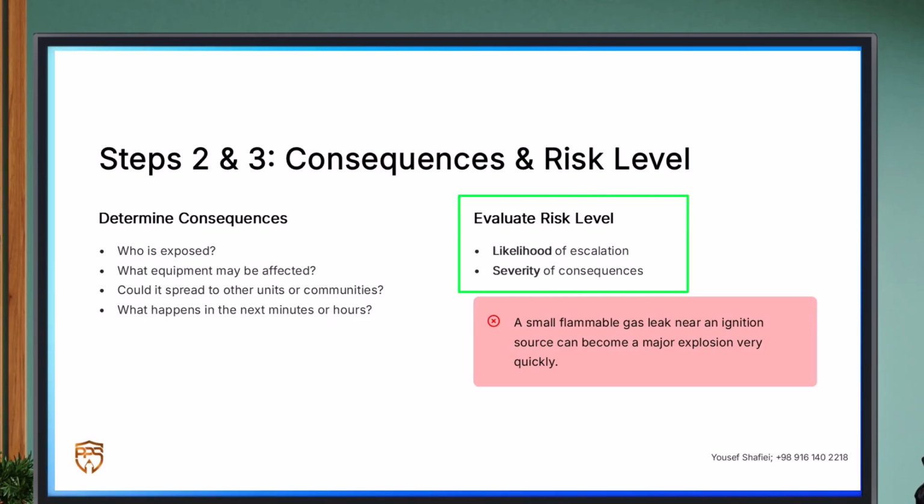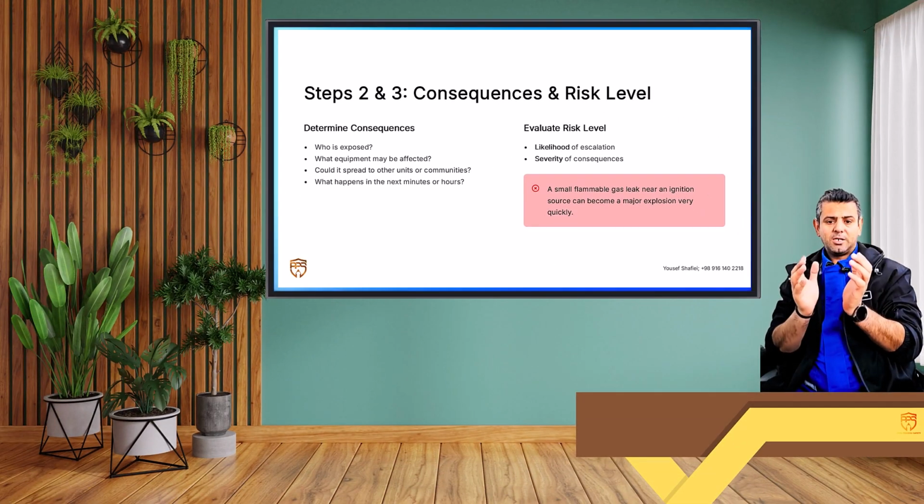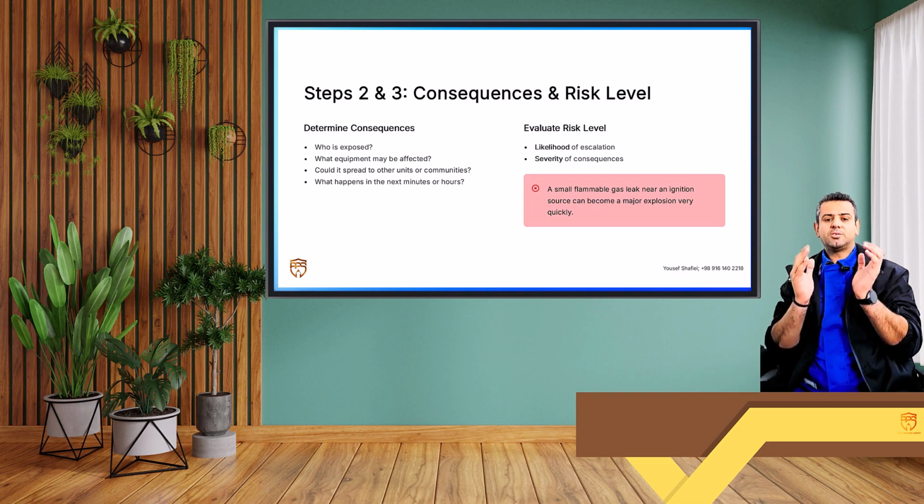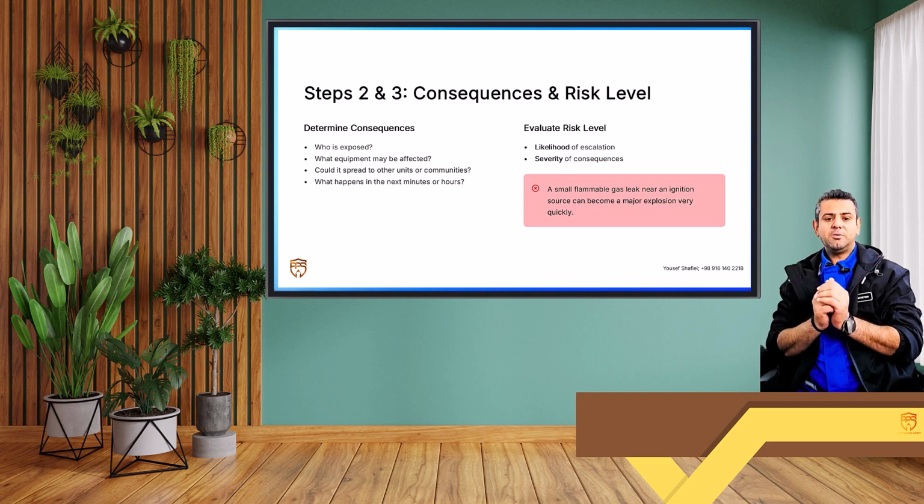The third step is to evaluate the risk level. This usually means considering two factors, the likelihood of escalation and the severity of consequence. For example, a small leak of a flammable gas near an ignition source may become a major fire or explosion very quickly. A toxic release may require immediate evacuation even if no fire is visible. A risk that seems small at first can become critical if it's not controlled in time.